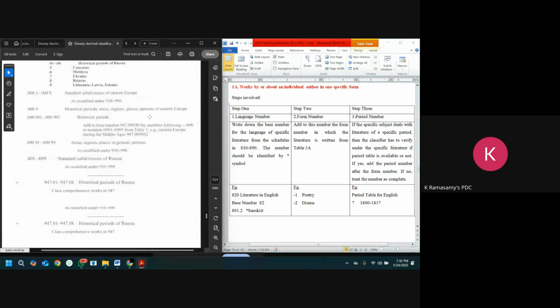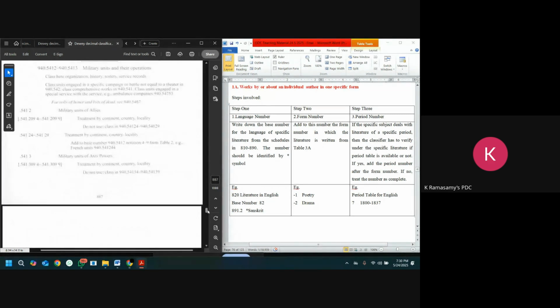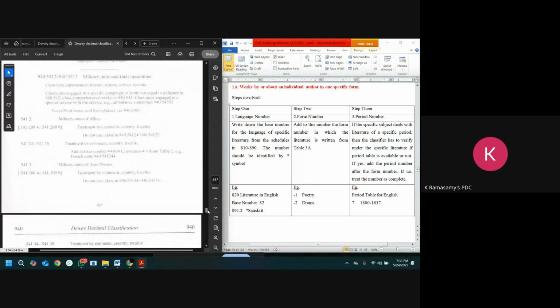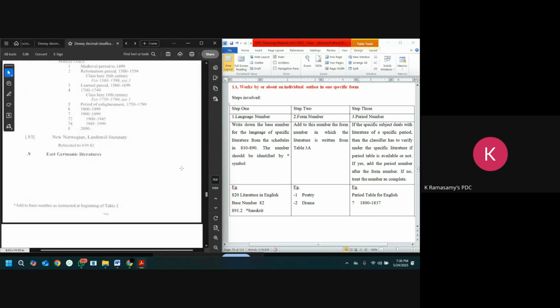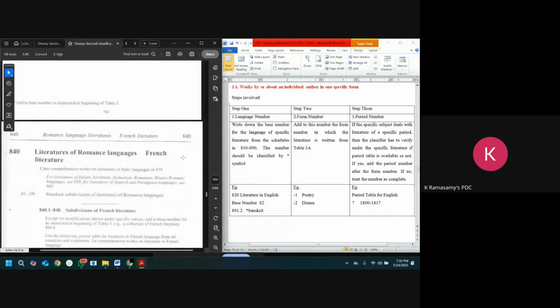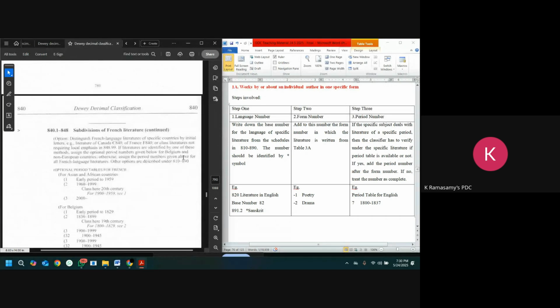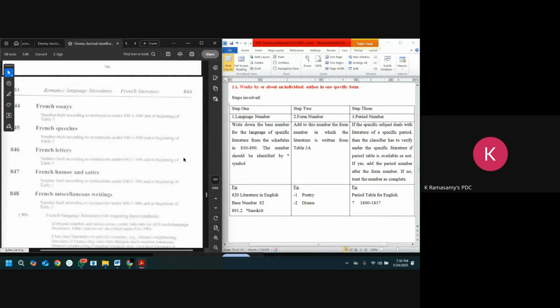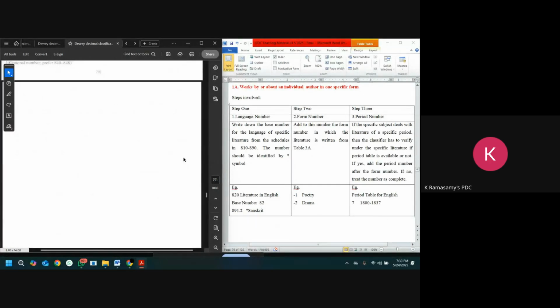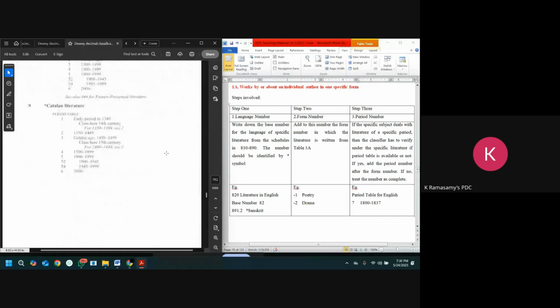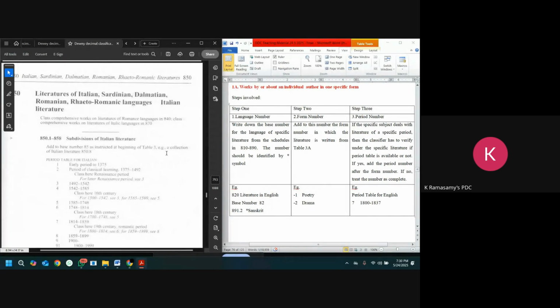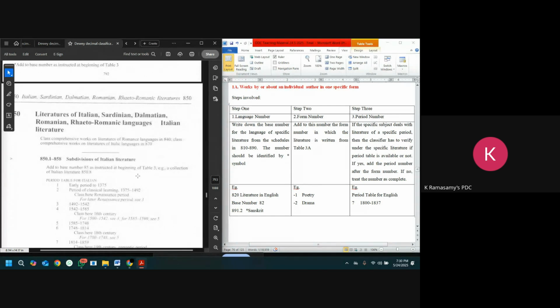For example, I'll show you the examples here. Let me go to 840 Roman languages. Okay, here you can see what is the number for French drama, French fiction, all those things. 848. Then comes 849. Many literatures are there. And you can see here the base number for 850 languages. Add to base number 85, which is the base number for all the major languages.